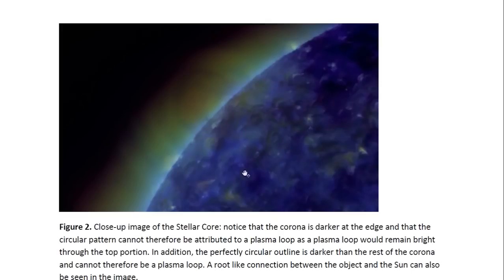And here we have a close-up of the stellar core, and you can see that the corona is darker at the edge. And the circular pattern cannot therefore be attributed to a plasma loop, as a plasma loop would remain bright at the top. And the perfectly circular outline you can see is also darker at the edge. So this cannot be a plasma loop. A plasma loop would appear to be brighter, not darker.